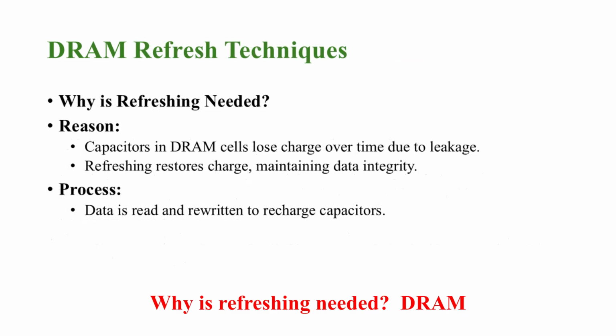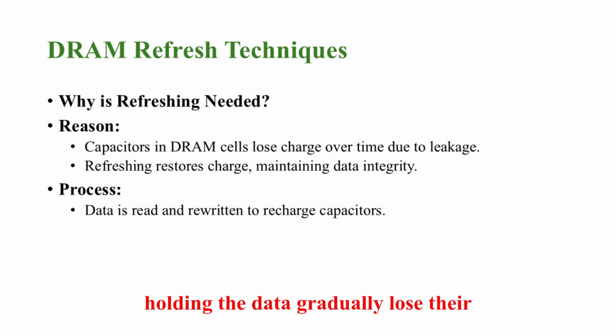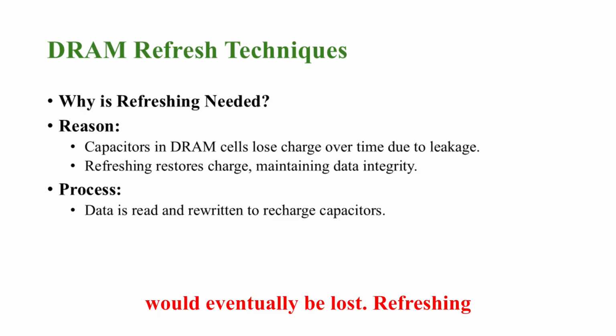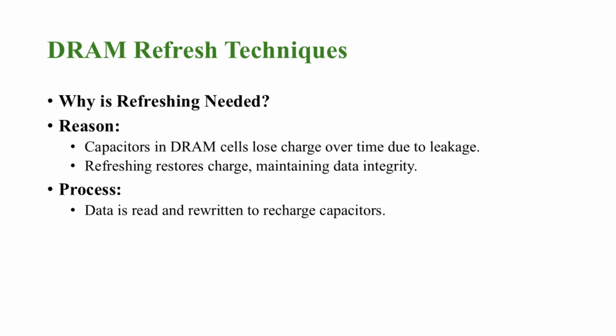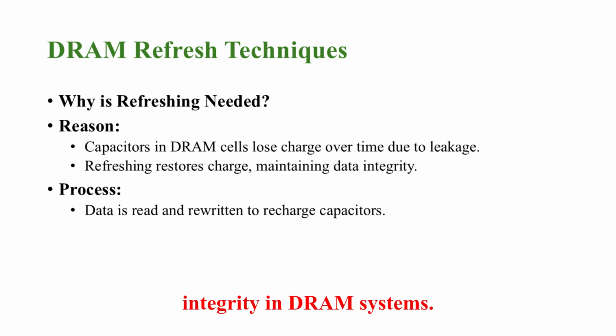Why is refreshing needed? DRAM cells are dynamic, meaning the capacitors holding the data gradually lose their charge over time due to leakage. Without periodic refreshing, the stored data would eventually be lost. Refreshing involves reading the existing data from the cells and immediately rewriting it to restore the capacitor's charge. This process is essential to maintain data integrity in DRAM systems.